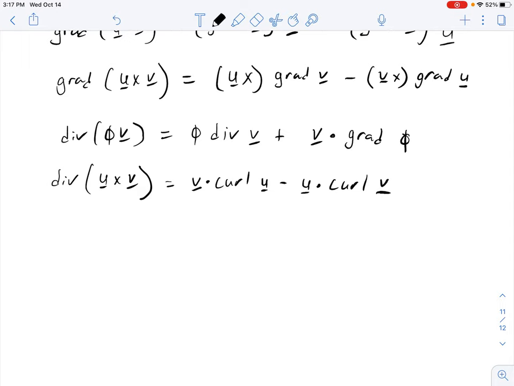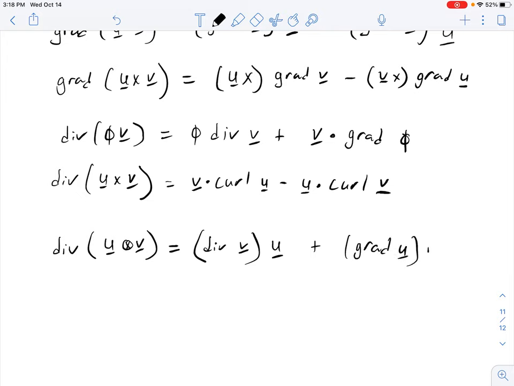The divergence of the tensor product of two vectors, so that's the divergence of a tensor field, so it better be a vector field, is equal to div v times u. This is an interesting one, because it doesn't look exactly the same for u and v, which makes sense if you think about how the divergence of a tensor field goes, plus grad u acting on v.